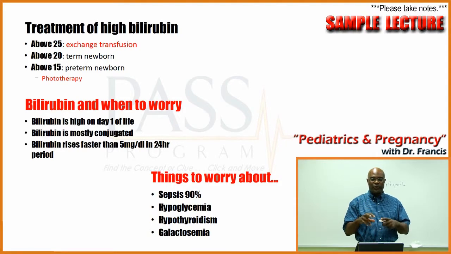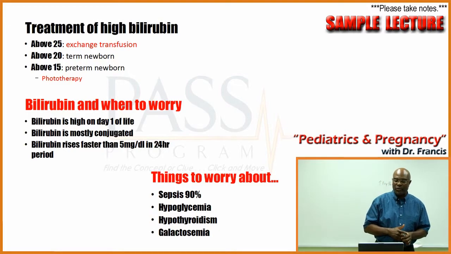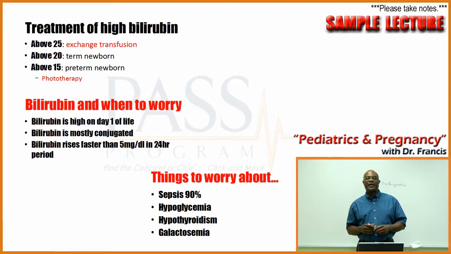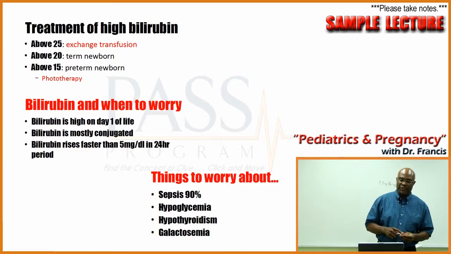This is done with tubing with a two-way stopcock. So one tubing will suck blood away from the baby, out of the baby, and in the other direction, we will instill either normal saline or fresh blood without bilirubin in it. So that's what is meant by an exchange transfusion. And therefore, the bilirubin levels will drop immediately. So above 25, we do an exchange transfusion.